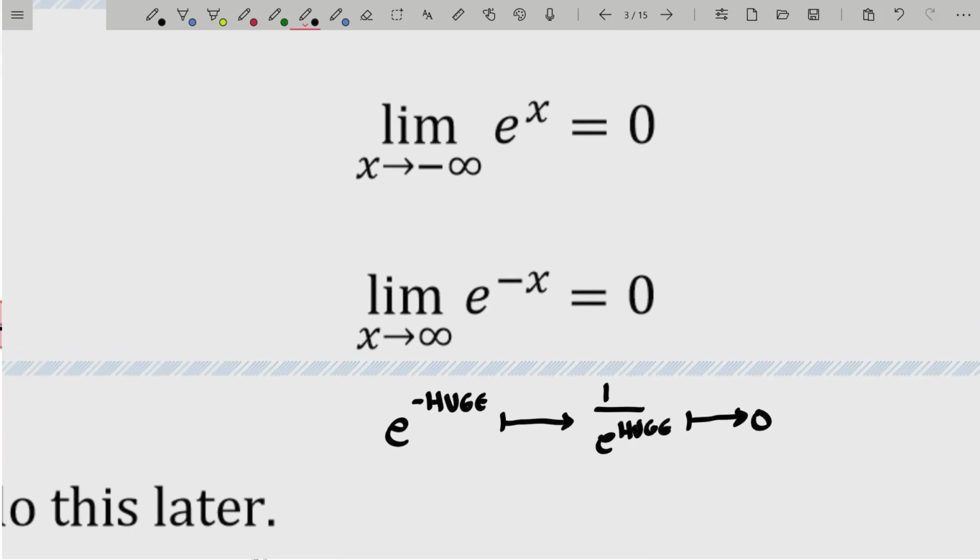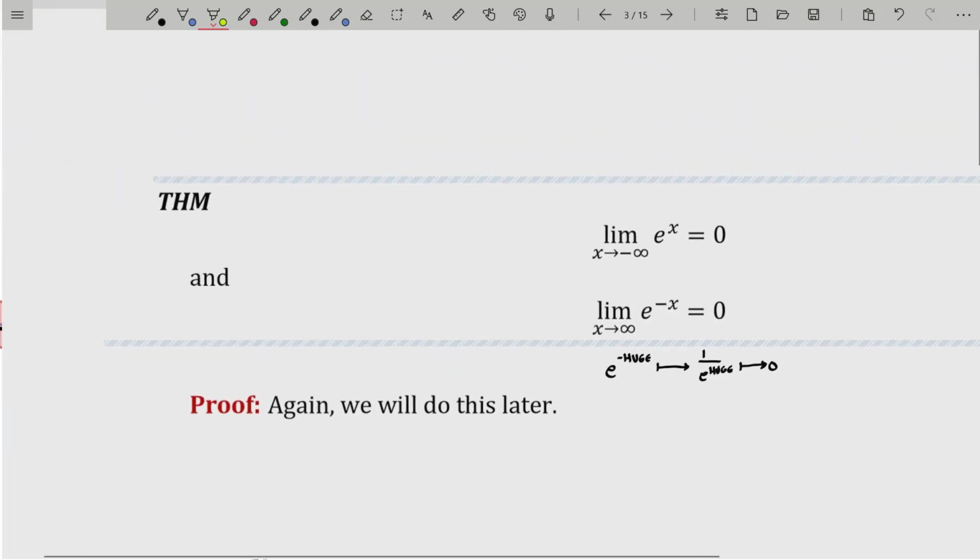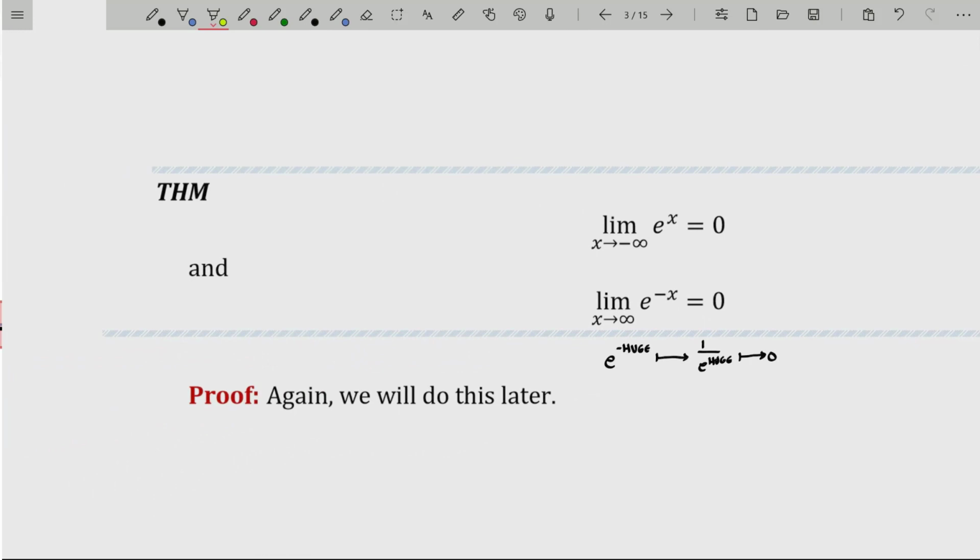Likewise, if instead of having the negative explicitly written in the exponent, we have the negative just hidden within the exponent, it's the same exact thing. You allow x to go to negative infinity, well, you have e to the negative huge power. That's 1 over e to the huge, which again tends to 0. And as is written below, we will do this later as a proof.